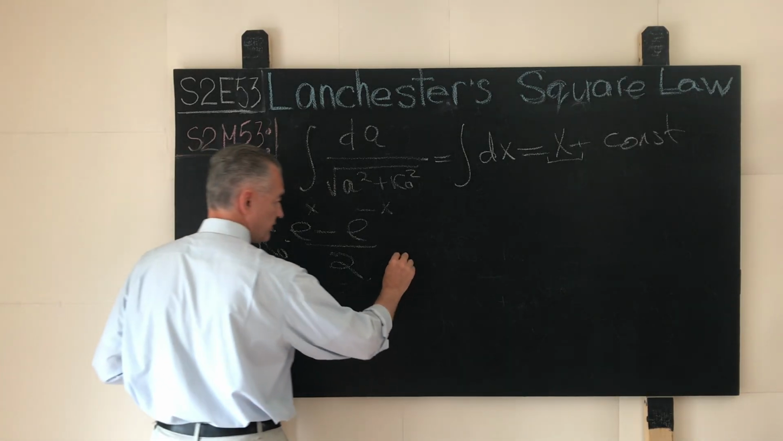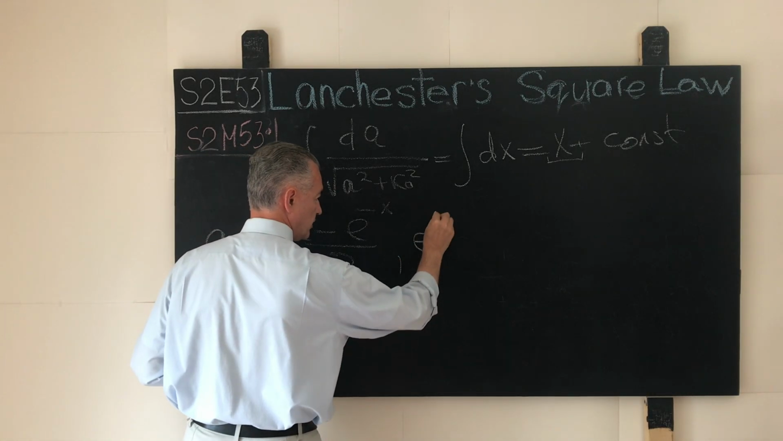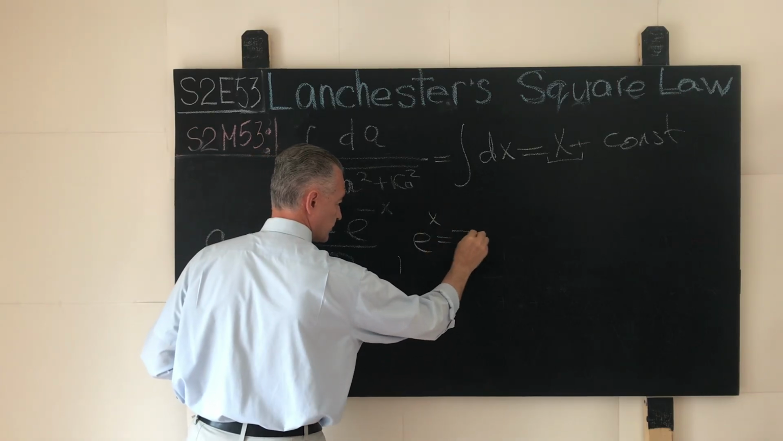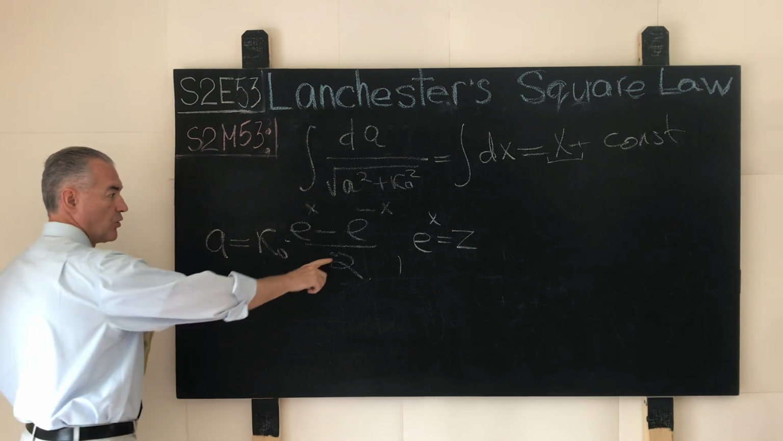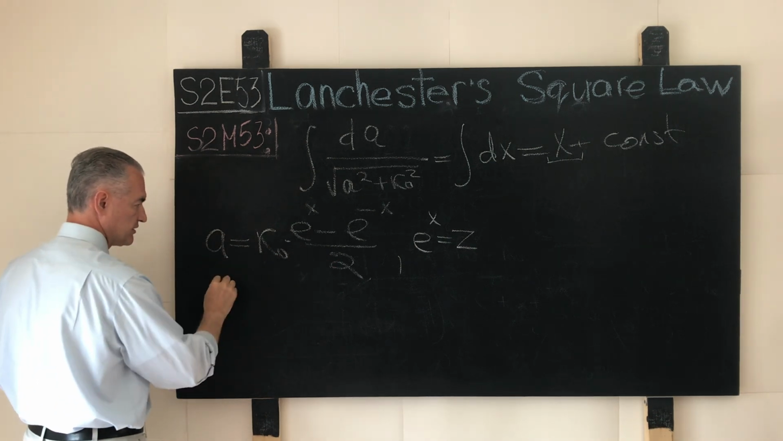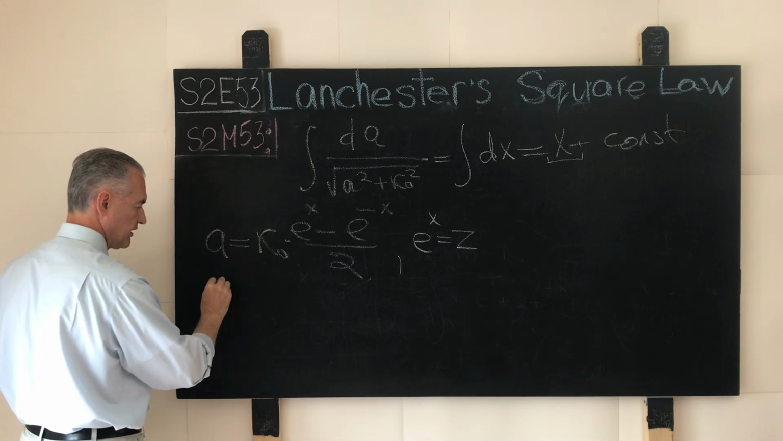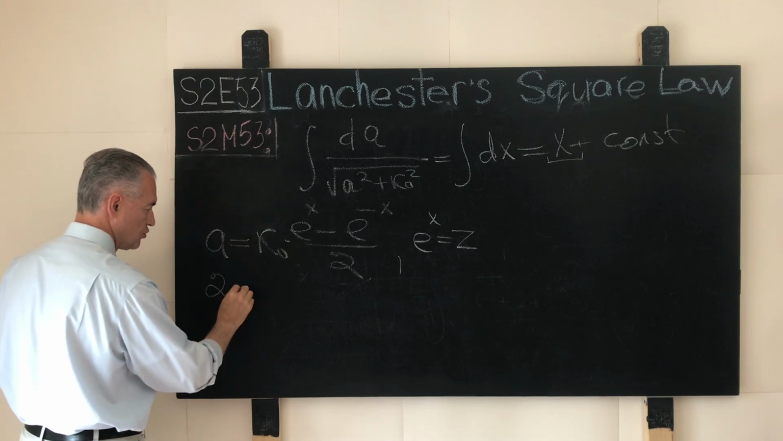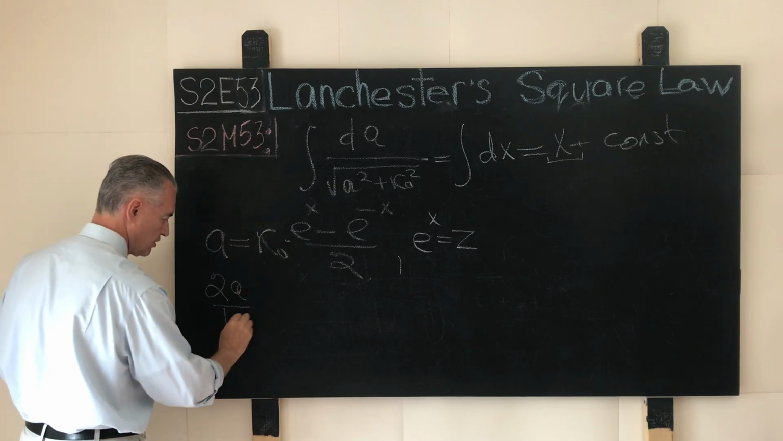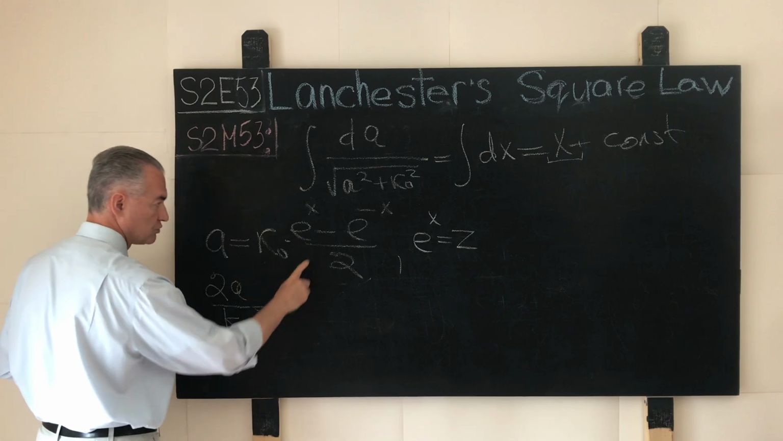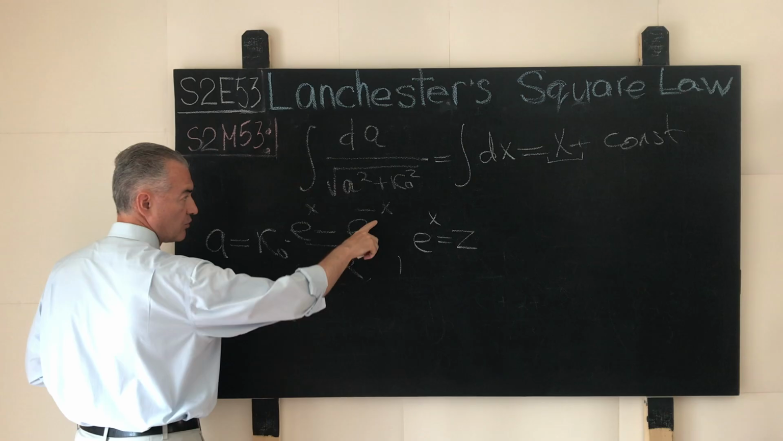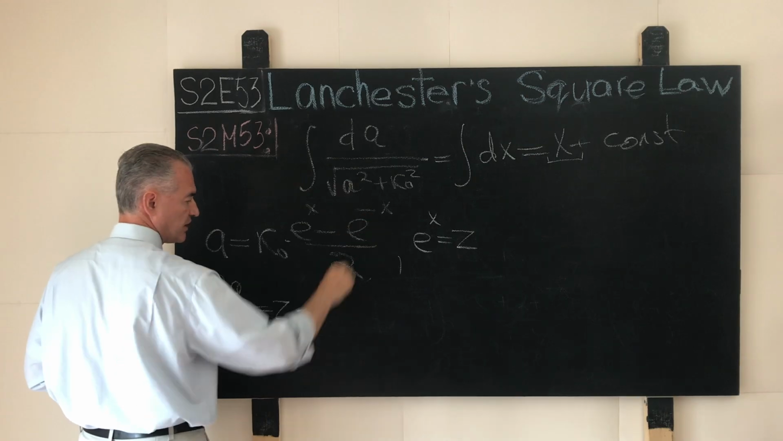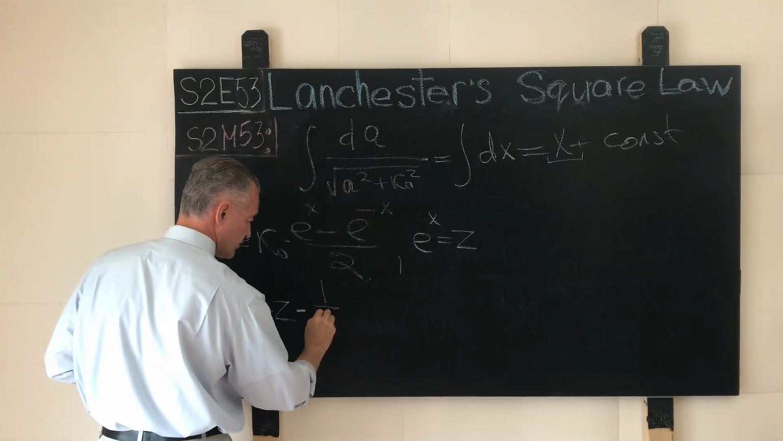Here we say this. Let's put e to the power of x equals z. Don't worry about what z is. It's just a symbol, one thing. What do we have? Multiplying this by 2 and dividing by k0, we have 2A over k0 equal to z minus, what is e to the power minus x? Well, it's 1 over z.